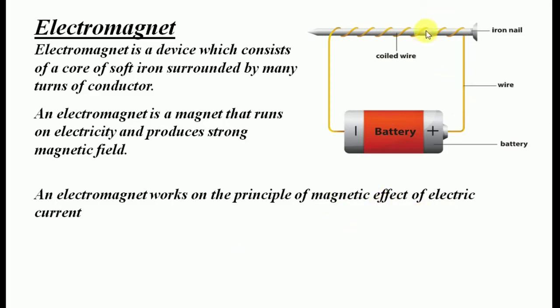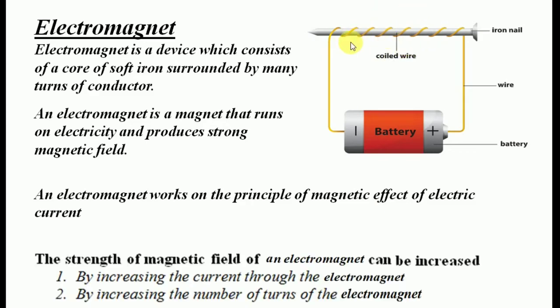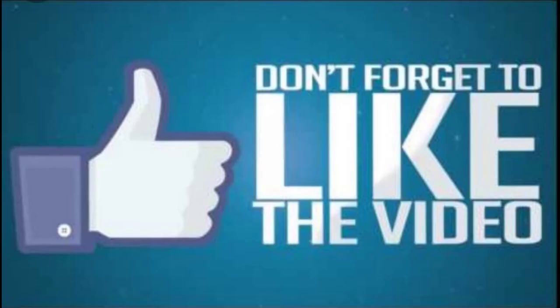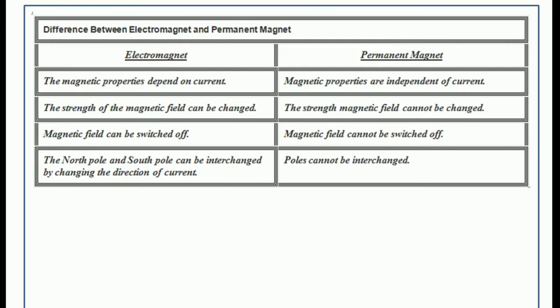When current flows through a conductor, it produces a magnetic field, and this magnetic field is increased by the iron core, and we get a strong magnetic field. To increase the strength of the electromagnet, we can increase the current, or we can increase the number of turns of the solenoid.